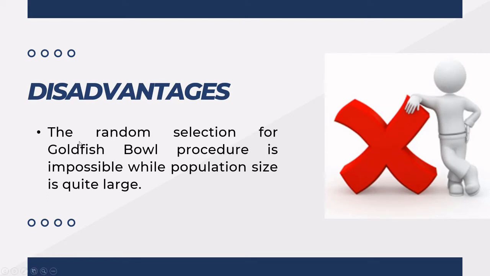Disadvantages. The random selection from goldfish bowl procedure is impossible while population size is quite large, because when your population is large or infinite, and in goldfish bowl procedure your first step is to assign numbers, so it takes some time when population is large. So it is difficult to do goldfish bowl procedure in case of large population.